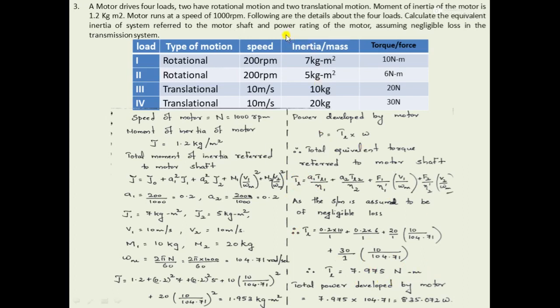But in the problem, you are asked to find the power rating of the motor. To determine the power rating, we have to multiply this load torque with the speed of the motor shaft in radians per second. The speed of the motor shaft in radians per second is 104.71. You have to multiply this with the equivalent torque. Then we will be able to obtain the total power developed by the motor. This is also a very important problem. Similar problems were asked in previous year university question papers also.